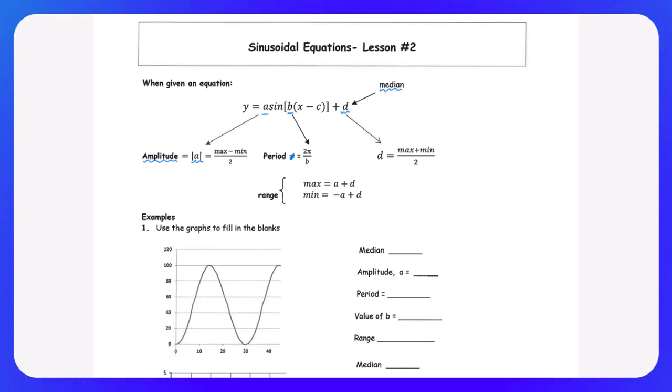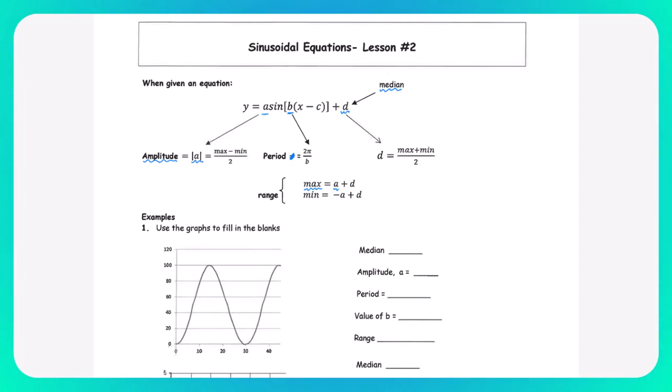We also looked at the range, and we learned that we can determine the range by figuring out the max and the min. For instance, the max can be figured out if we know the amplitude or the a value and add the d value. Likewise, we can take the negative a value and add the d value, or if you like, you can say that median value subtract the a value.